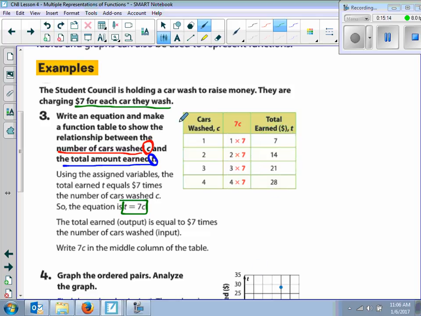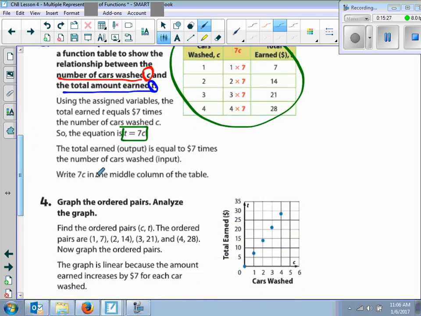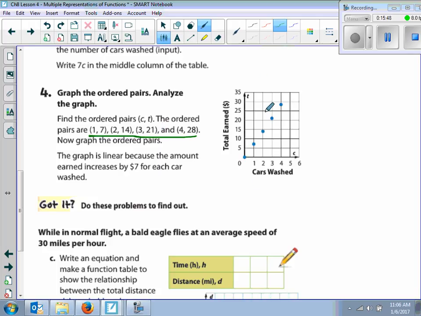Got it? All right, so once you have this function table, what can I do? We can graph it, which is what we're going to do down here. Okay? So, we're going to graph the ordered pairs. What's my first ordered pair? 1, comma, 7. The next one is 2, comma, 14. And the next one? 3, 21. And the next one? 4, 28. Very good. And there they are right there. So when we graph, this is what it looks like.